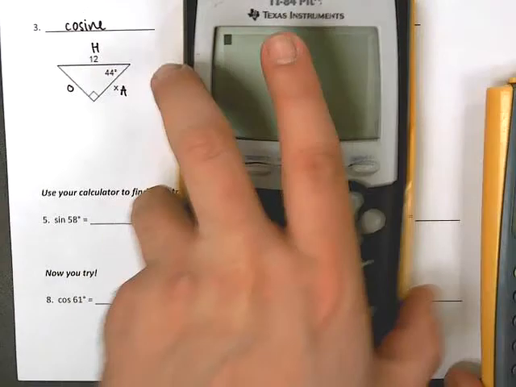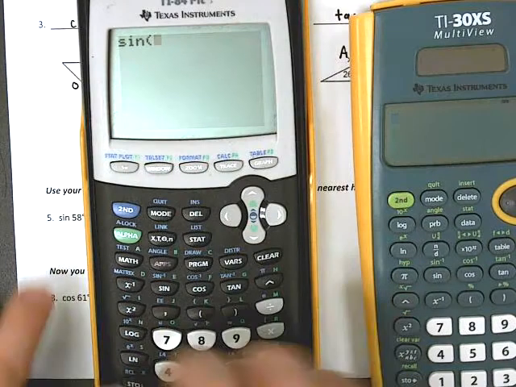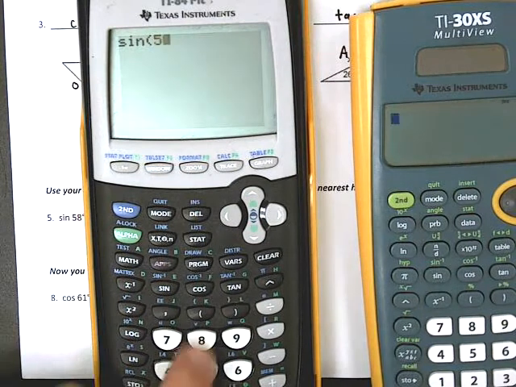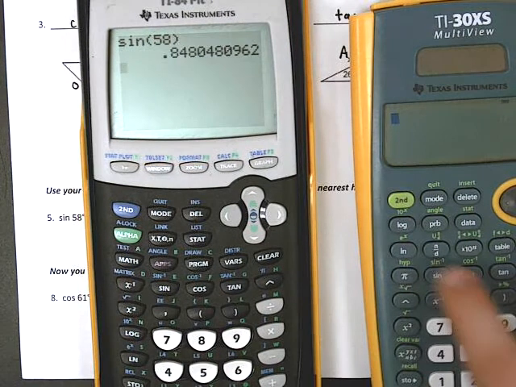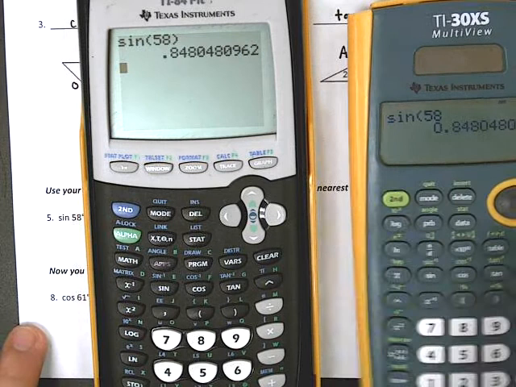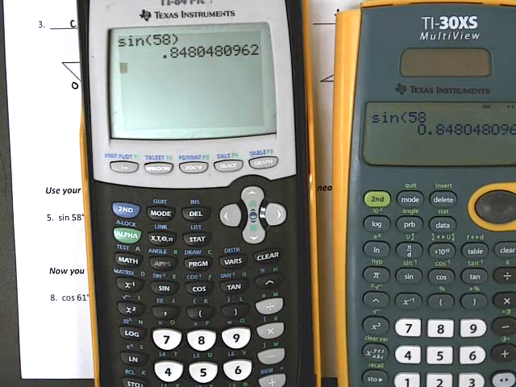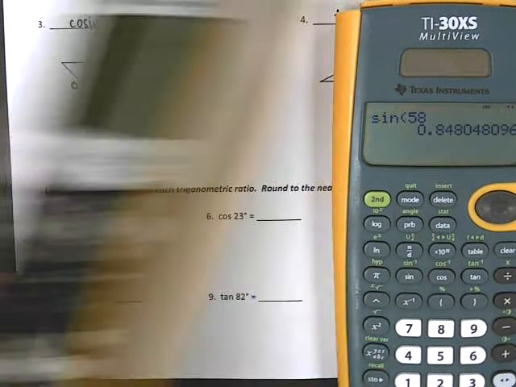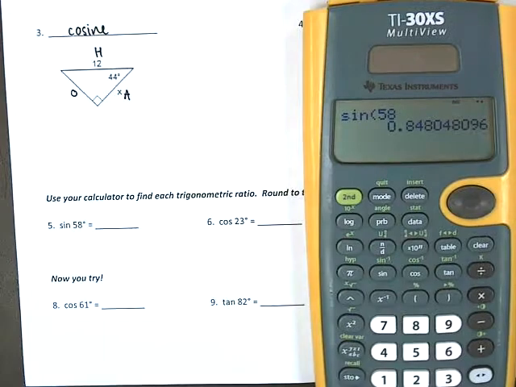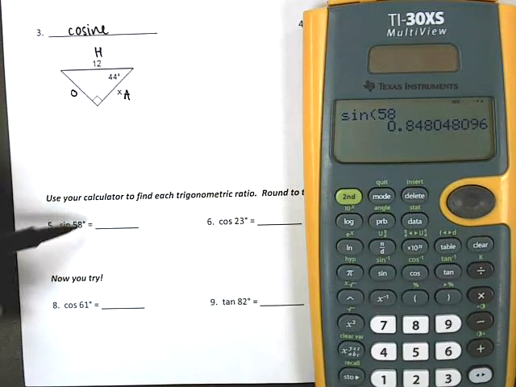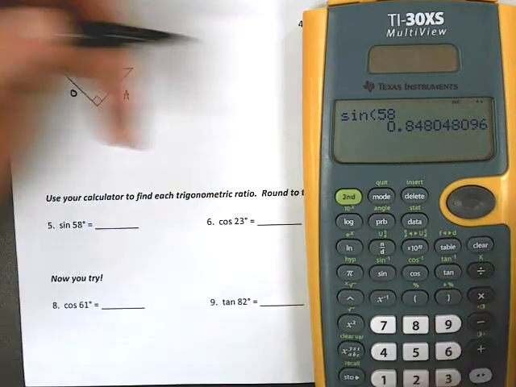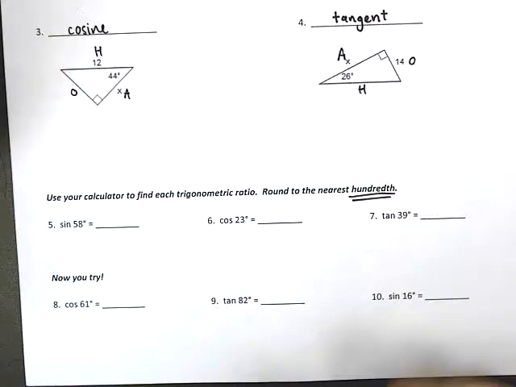Now, on your calculator, regardless of which one, it said to take the sine of 58. So sine of 58 or sine of 58, doesn't matter. You should get a number very similar. Okay? So I'm going to use this calculator for the time being for this video. Sine of 58 is 0.8480, blah, blah, blah. What did it say? It said to round to the nearest hundredth.